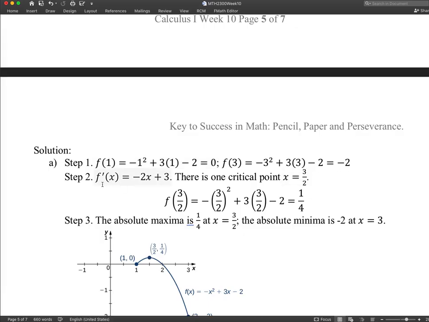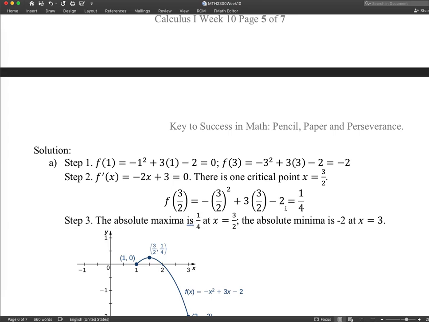Step 2, I tried to find the critical points. They come from derivatives. In this case, I hope it's easy to see there's only one critical point. A critical point is usually found by setting the derivative equal to 0. So clearly, setting the derivative equal to 0, I got x equals 3 over 2, 3 halves. So I have a function value. From step 1 and step 2, I got 3 values. Clearly, 1/4 is the largest one, right? So I say the absolute maximum is 1/4.